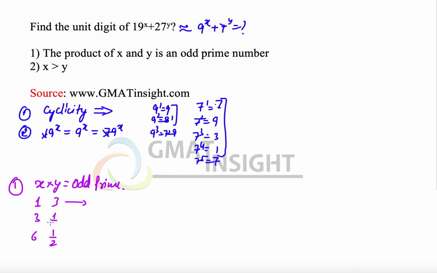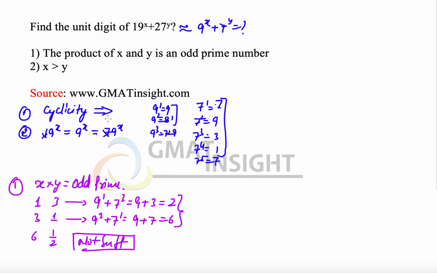While this particular case gives us 9 to the power 1 plus 7 to the power 3, that will have unit digit 9 plus 3, that is equal to 2. In this particular case, the unit digits will have a different outcome altogether. 9 to the power 3 plus 7 to the power 1 will have the unit digit 9 plus 7, that is 6. Here we have been able to prove that the given statement is not sufficient because we are getting inconsistent values of unit digit. So out of options A, B, C, D, E, we can do away with two options, options A and D.